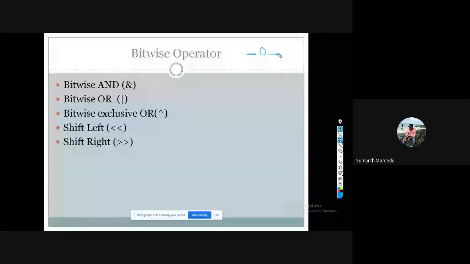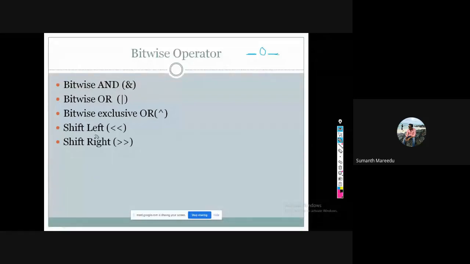All these bitwise operators come under the category of binary operators. What is a binary operator? A binary operator has a symbol, that means the operator, and two operands. That is a binary operator. So all these bitwise operators come under this category.